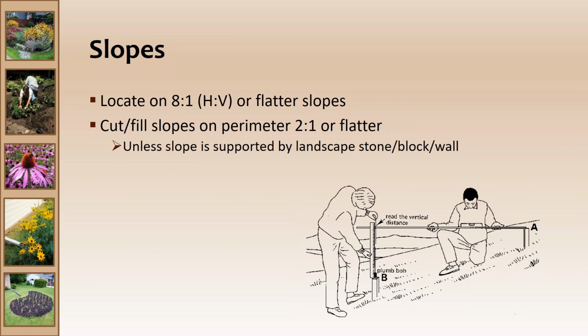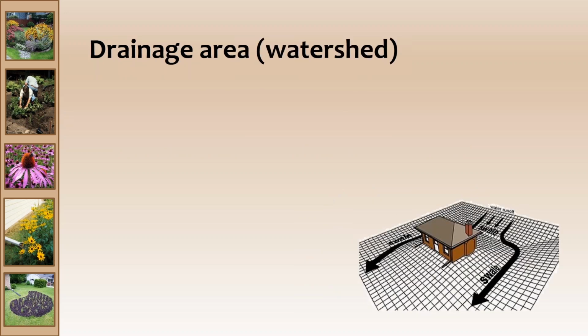So slopes, it says in the standard, locate the rain garden on 8-to-1 or flatter. Cut and fill slopes within the rain garden itself cannot exceed 2-to-1 unless the slope is supported by landscape stone or a block wall or something like that. And if you look at this little graphic there, that slope would be way too steep for a rain garden. There's no scale there, but it looks more like a 4-to-1 to me. So you need to have relatively flat slopes to work with for this practice.